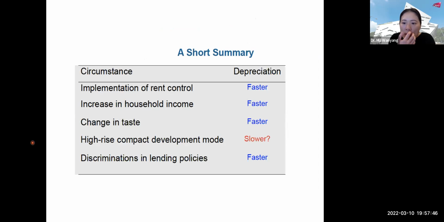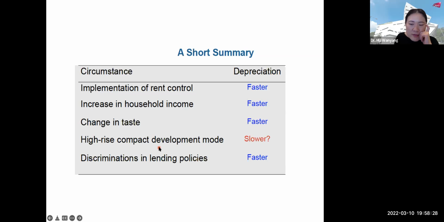So we have a very short summary of how the different circumstances, how the different conditions will affect the depreciation. So we mentioned the rent control. Rent control will make the depreciation faster because the landlords are reluctant to provide units and they don't repair the house. And when income increases, the depreciation will be faster because people prefer larger housing. They want better housing, so the depreciation will be faster. Sometimes the taste may change. People want to move, again, to larger housing, to better housing in the newly built properties. The depreciation will be faster.